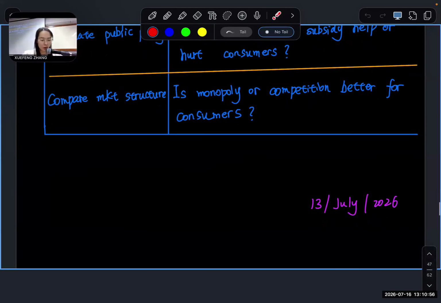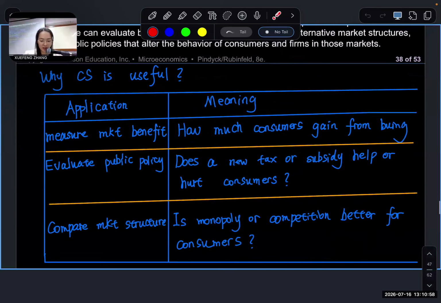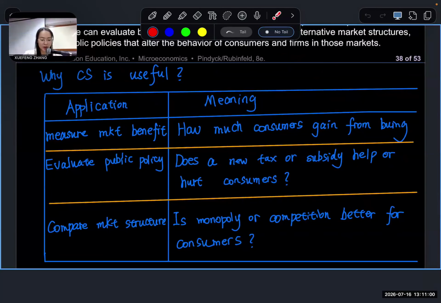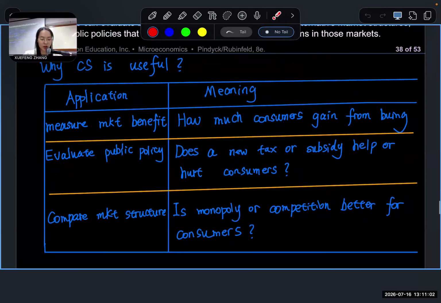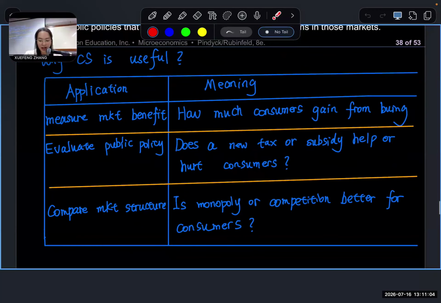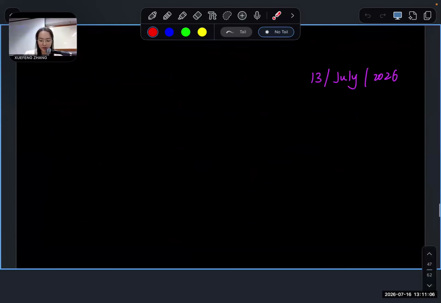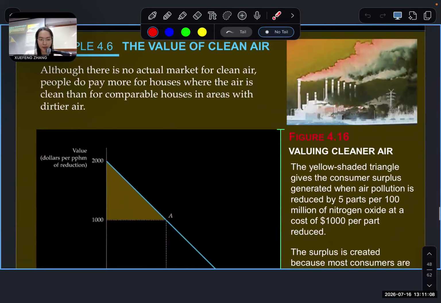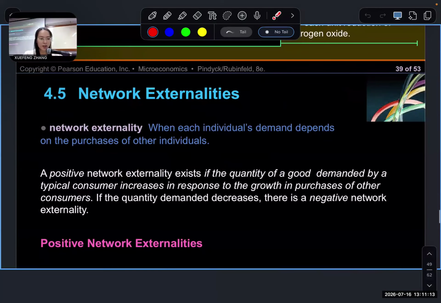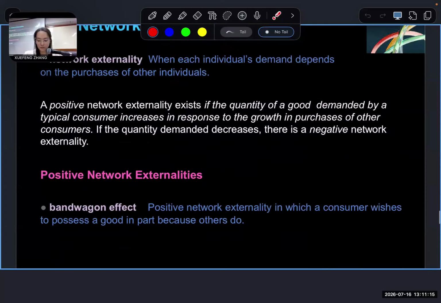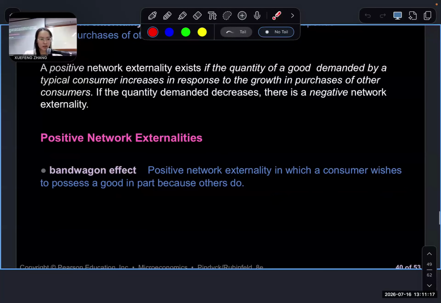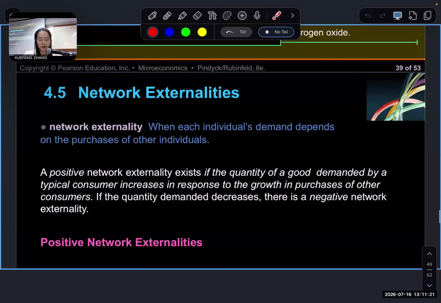Last time we talked about consumer surplus, right? Why consumer surplus is useful. I'll just continue. So this is for your reading. Next one, we're going to talk about network externalities.